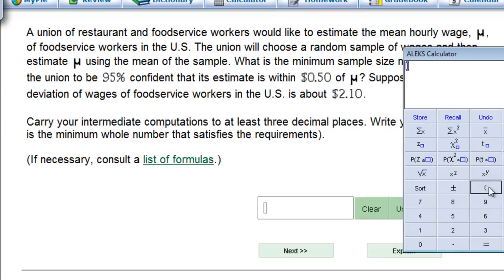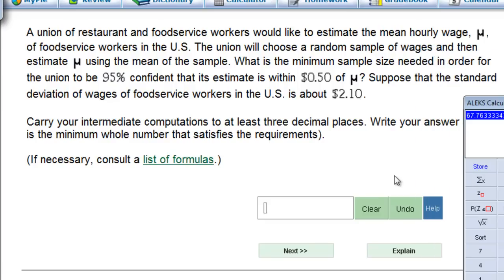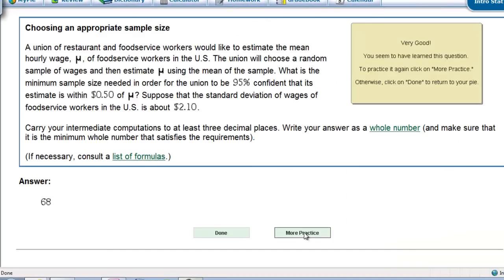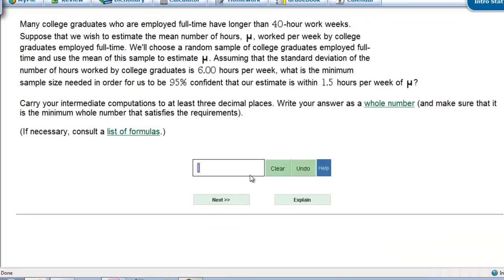But parentheses, 95%, so 0.025, arrow out, standard deviation 210, divided by, within 0.5, boom, square it, 67.76, so we'll call it 68. I'm going to hit more practice because I'm really looking for a, nope, that's a mean again. Okay, I guess I'm not going to see it.